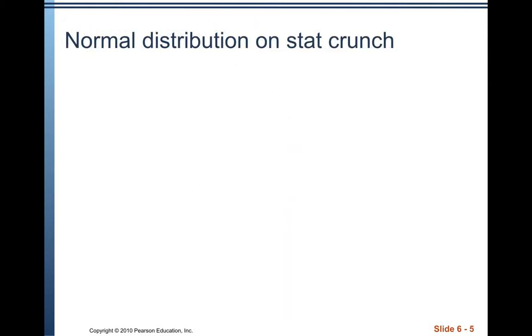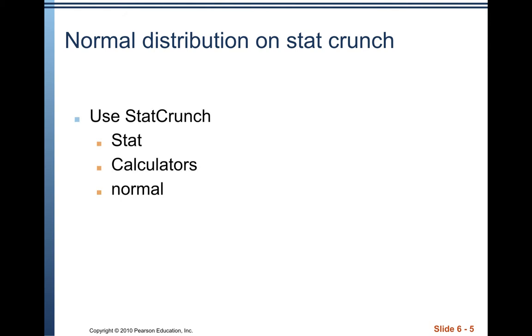Okay. Now, like I said, we're not going to use that rule. We are going to use StatCrunch. Remember, I talked about this a couple chapters ago. On StatCrunch, you go to statcrunch.com, and you sign in with the same username and password that you use for MathXL. And when you do that, you click on Open StatCrunch, and it'll take you to a spreadsheet. And we're going to use the normal calculator function.